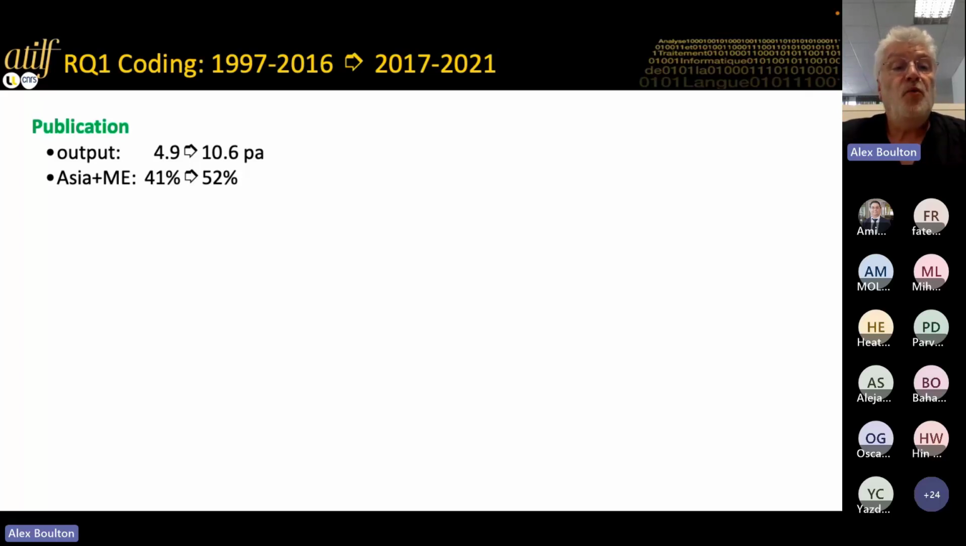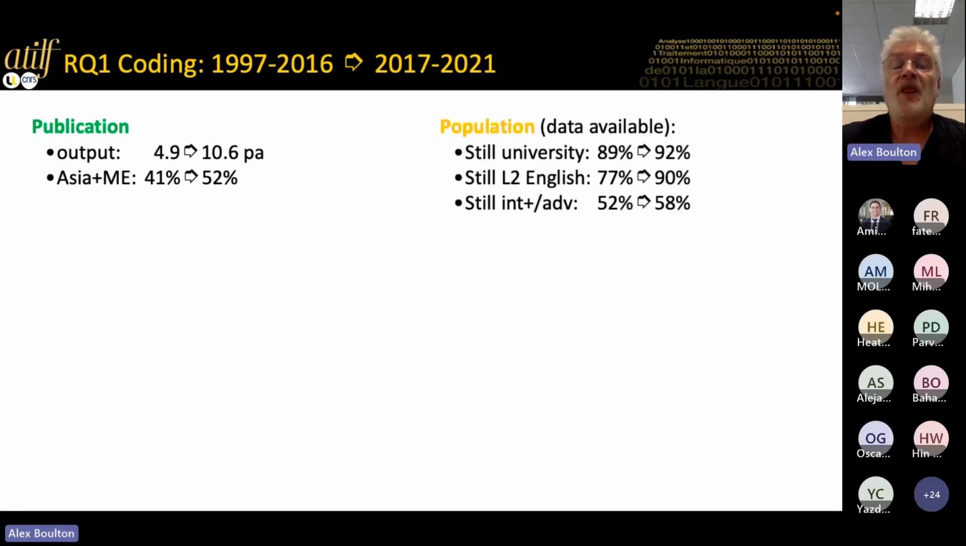Asia and the Middle East were heavily represented, and now in the last 5 years represent just over half. Conclusions, I'll let you interpret that as you wish.